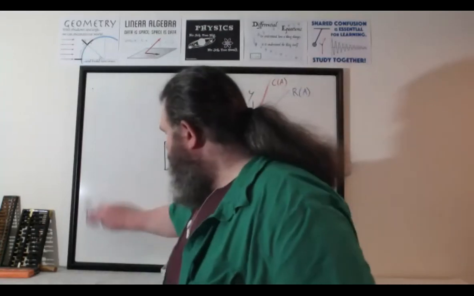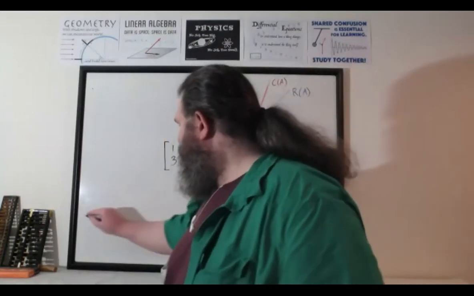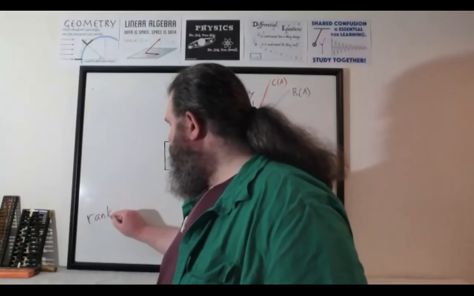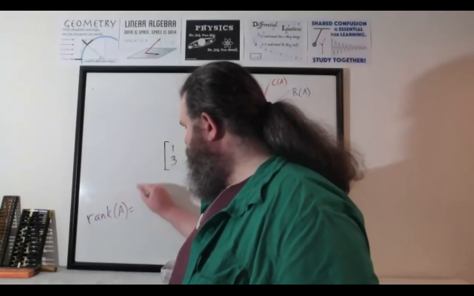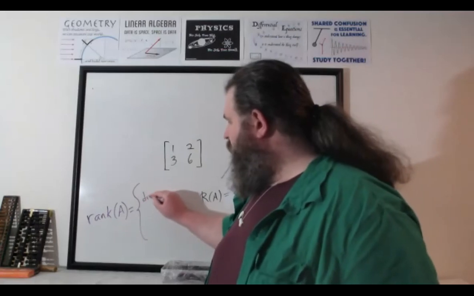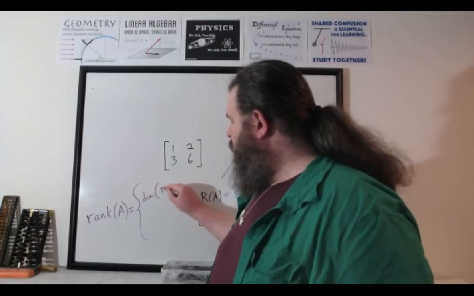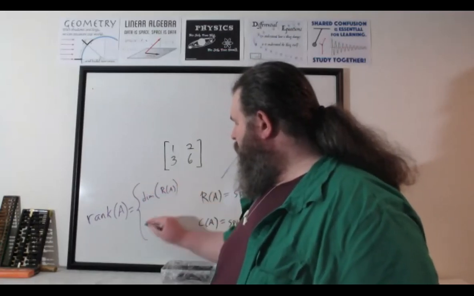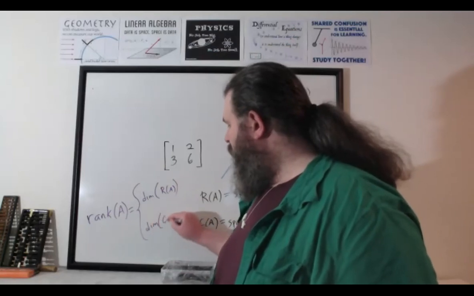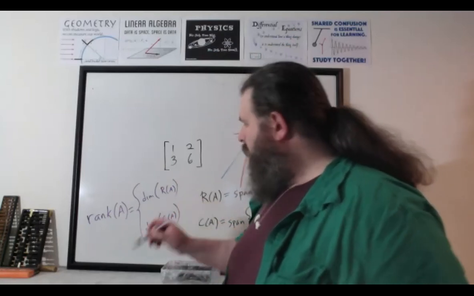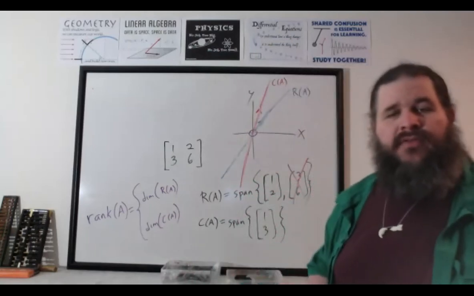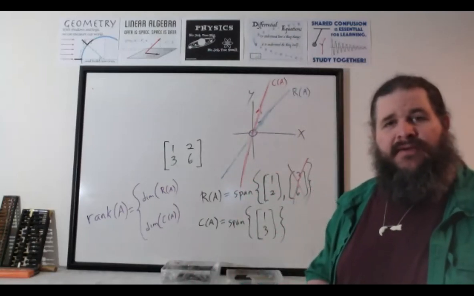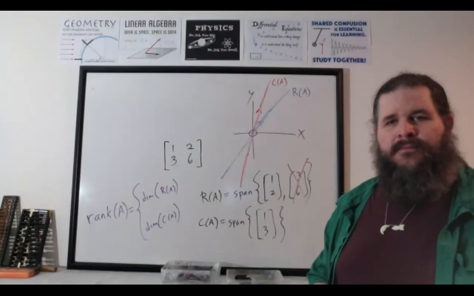The rank of the matrix is the dimension of the row space of the matrix and also the dimension of the column space of the matrix. Because those are both the same as each other. They both equal the number of pivots in the final row reduced echelon form.